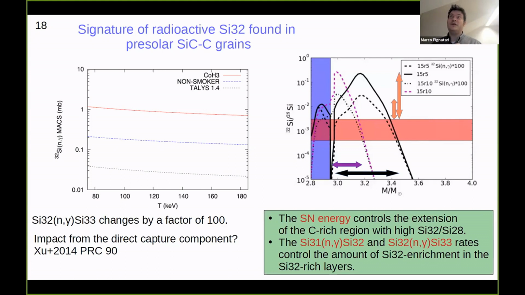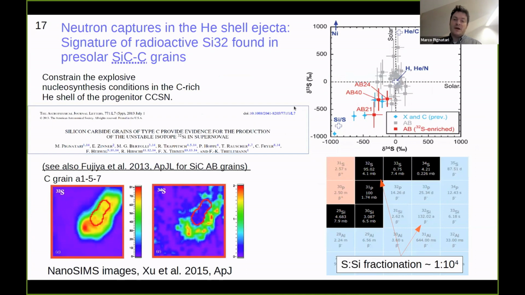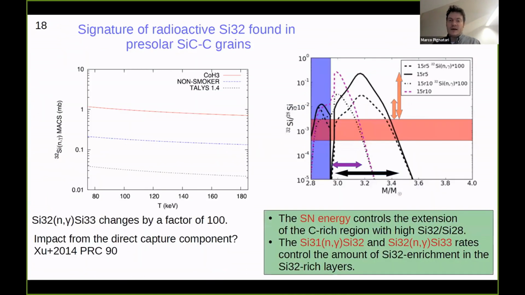This is what you want if you want to observe it in the grain. What the cross-section is doing is changing the height of this peak. So I keep the energy of the explosion the same, I change the cross-section, in this case just silicon-32 and gamma, and the peak is going down. And why do we care about the height of this peak?